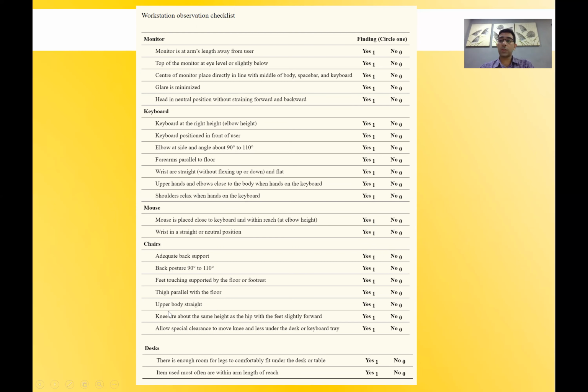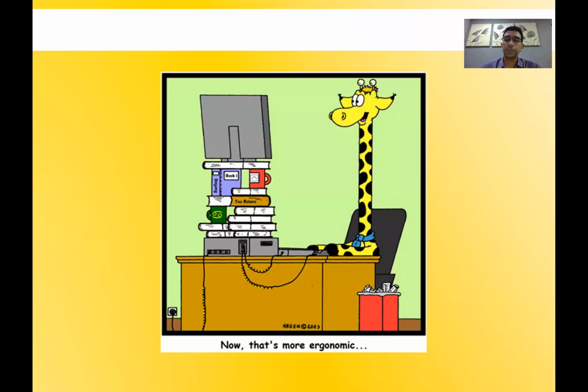The upper body should be straight, as I mentioned, ears above shoulders and shoulders above the hips. The knees should be around the same height as the hip joint, with the feet slightly forwards. There should be clearance to move the knees under the desk, without too much cramping. And of course, that brings us to the desk itself. There should be enough room for the legs to fit comfortably, and the items used most often should be within arm's length of reach.